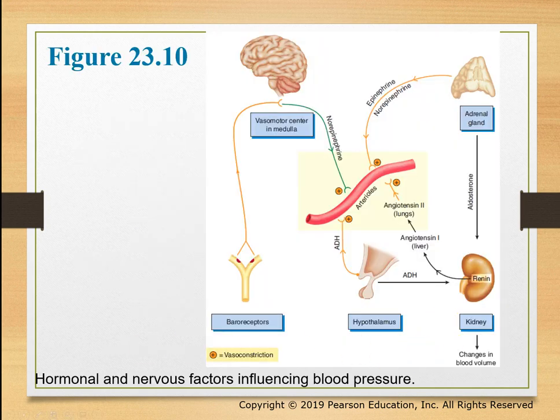So, like I said, this is sort of the picture showing you some of these hormonal and nervous factors that will influence blood pressure. Wherever you see a positive, right? That means vasoconstriction. And if you constrict the artery, that's going to increase blood pressure, right? And so you can see here, these baroreceptors are receptors that exist within the blood vessels to detect a change in blood pressure, right? How does the body know that the blood pressure is too low?